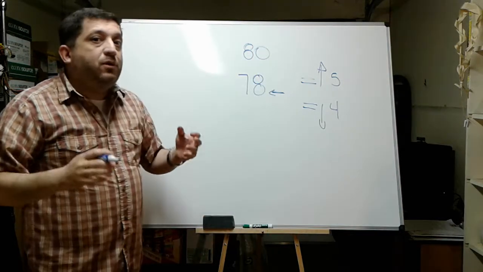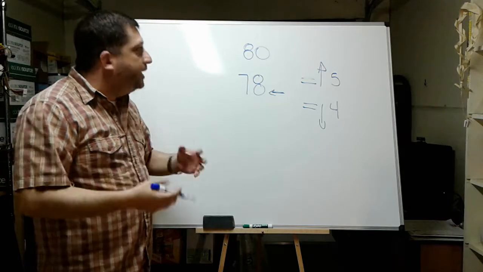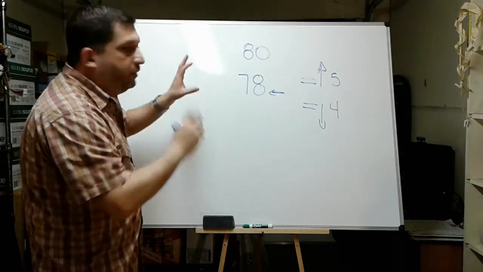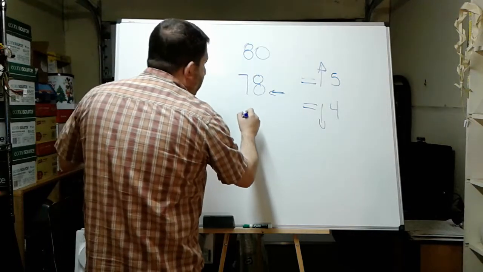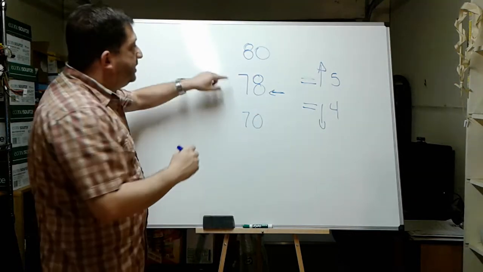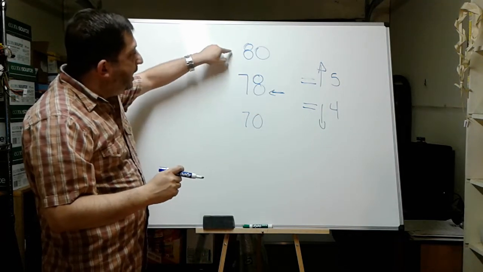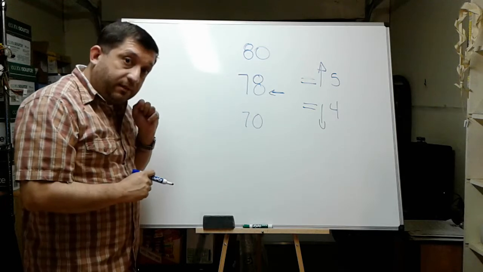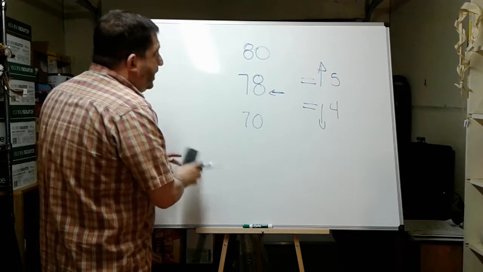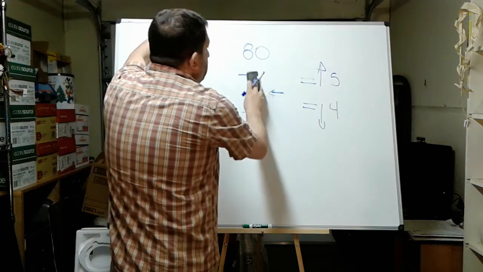Okay? And for those of you who are visual, this actually makes sense because if you think about it, I'm going to put the 70 here. Notice that the 78 is closer to the 80 than it is to the 70. Okay? Very nice. Let us take another number right here.